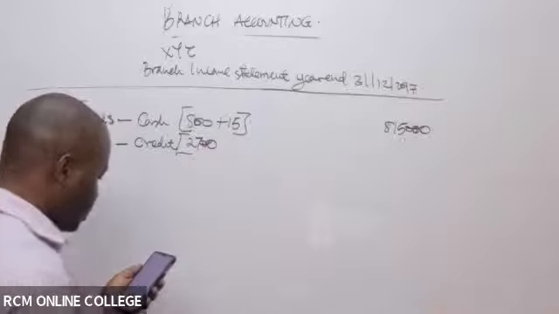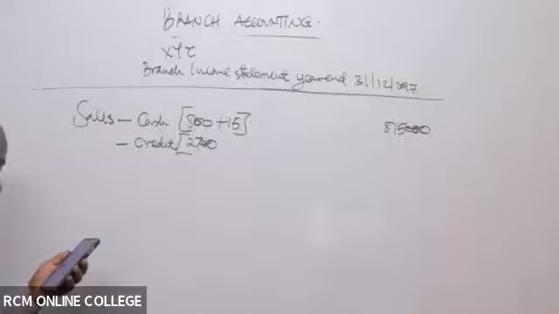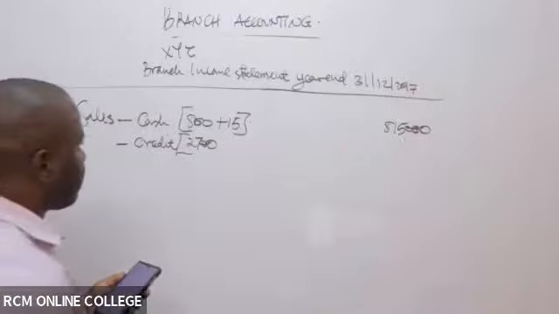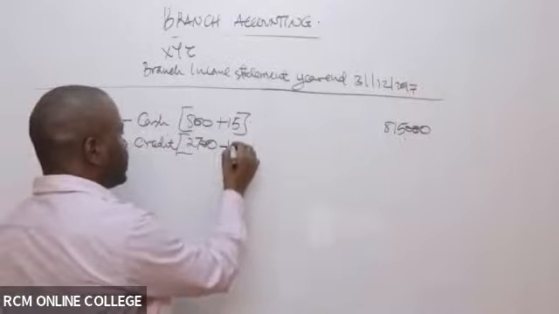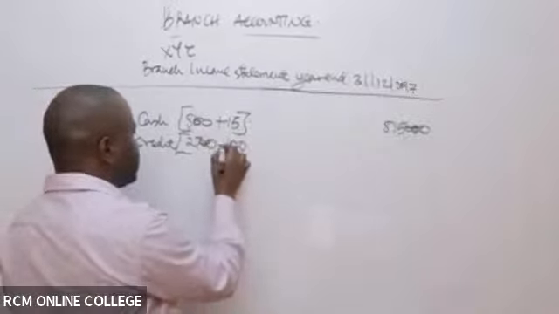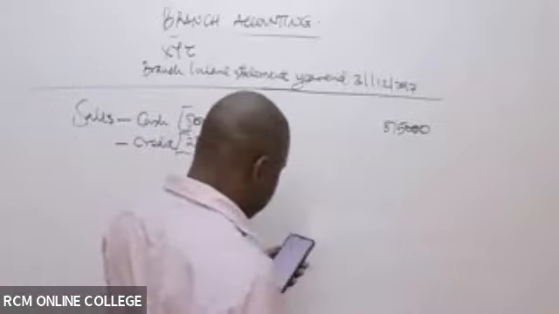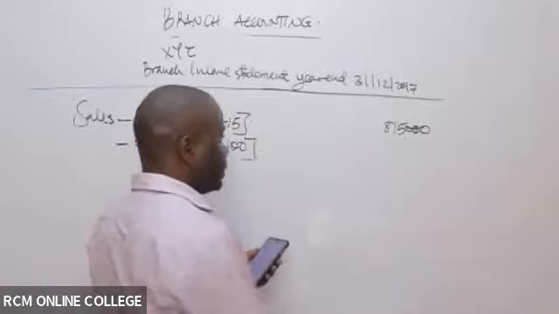Then also we have credit sales of 2,700,000. But remember, we are told of returns from customers to the branch. So these sales end up being reduced by 100,000 because of returns of 100,000. That basically comes to, is it 2.6? I think it is actually 2.6 million.